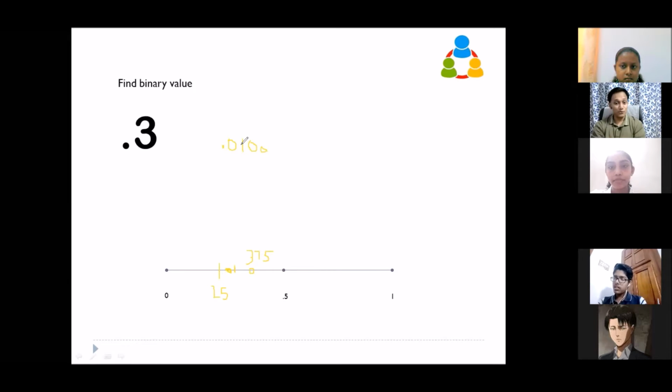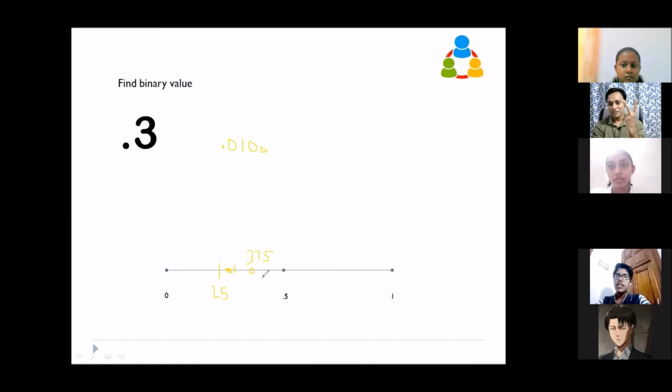0.25? 0.25 you can't represent with 1, because if this was 0 then the value is 0. If this is 1, value is 0.5. So 0.0 and 0.5 are the only two decimal values which you can represent with only 1 point in the binary. So binary 0.0 is this. Binary 0.1 is this.